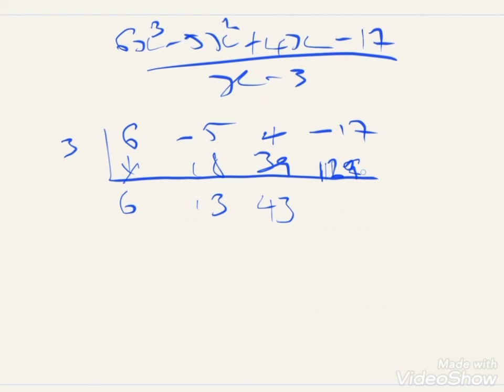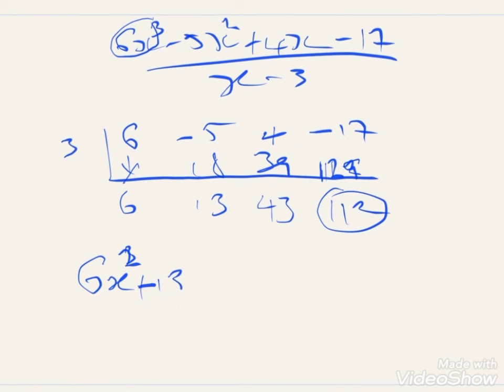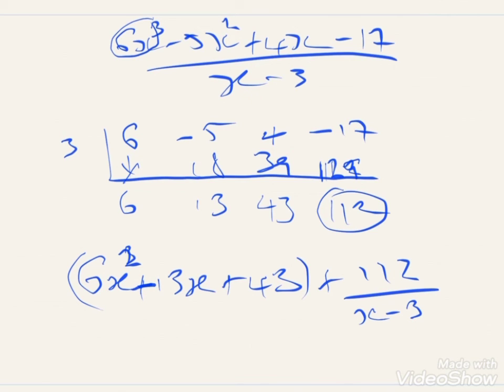Summing minus 17 and 129, I will have 112. This is my remainder. In standard form, since the highest term here has the power 3, the quotient will now be 6x squared plus 13x plus 43, then plus the remainder over the divisor, x minus 3.